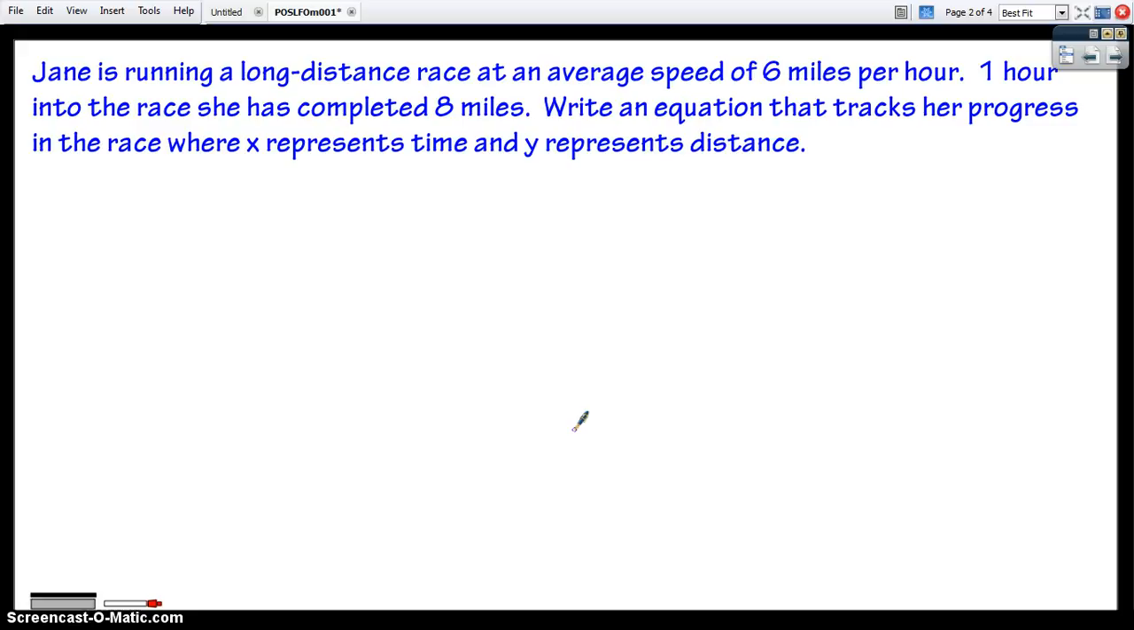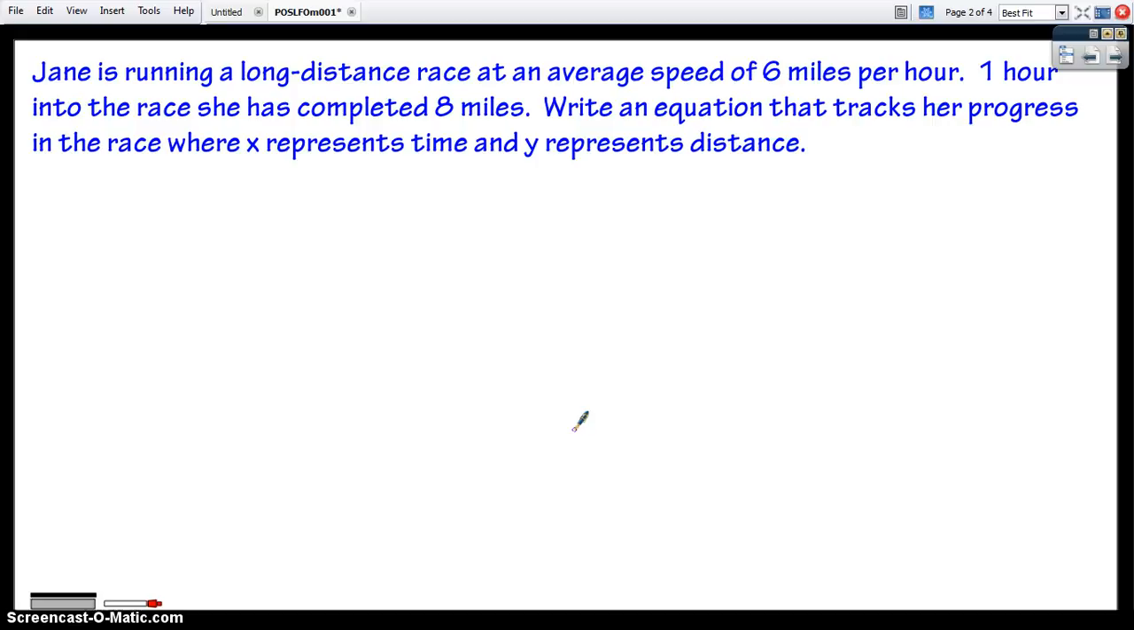So in other words, at the beginning of the race, she was a little bit more fresh, more energy. She ran a little bit faster than her average speed, but currently her average speed is 6 miles per hour. So currently, average speed of 6 miles per hour. But 1 hour into the race, so far she's gone a little more than that. She's gone 8 miles. Now what we want to do is write an equation that tracks her progress in the race, where x is going to represent time and y represents distance.